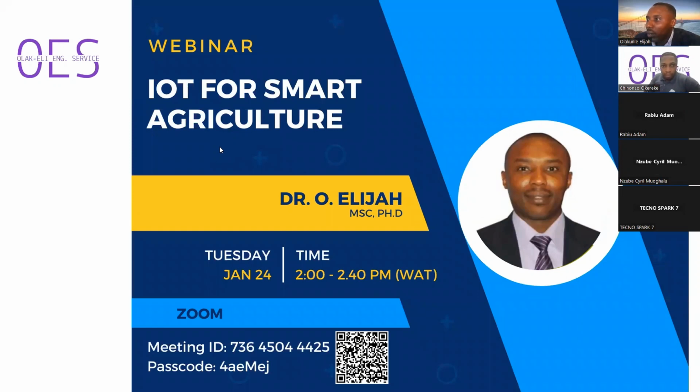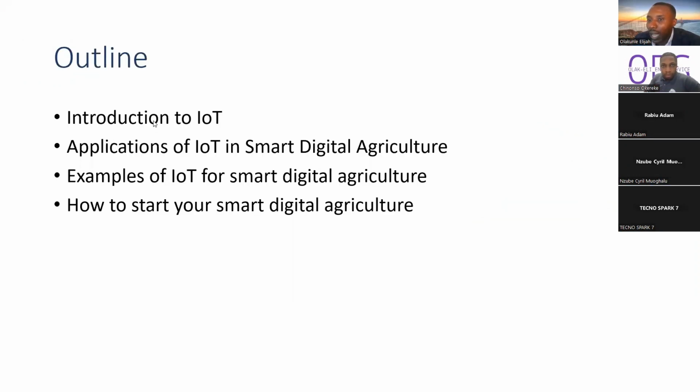All right. So first and foremost, this is the outline for today. I'll talk a little bit about IoT, then applications of IoT in smart digital agriculture. We'll look at some examples from our previous work. Then I will talk more on how to start your own smart digital agriculture. I know a lot of people are interested in setting up their smart or digital agriculture.